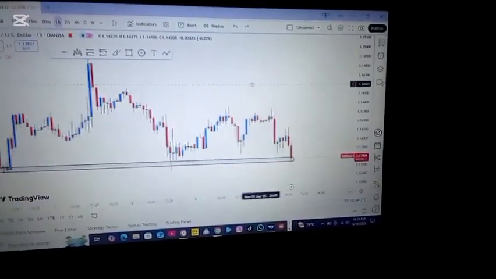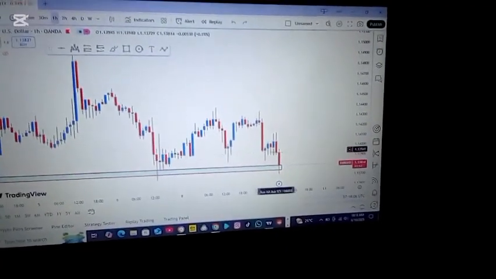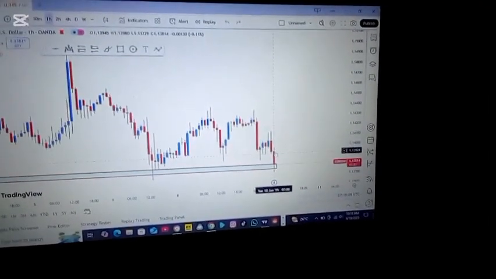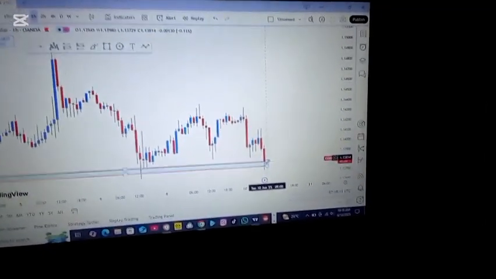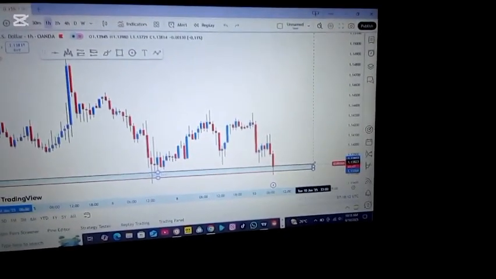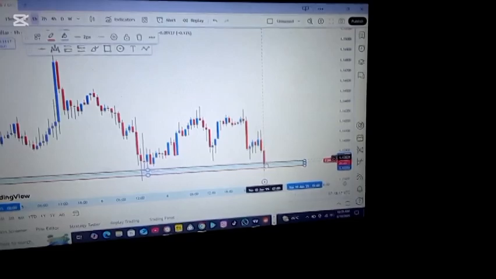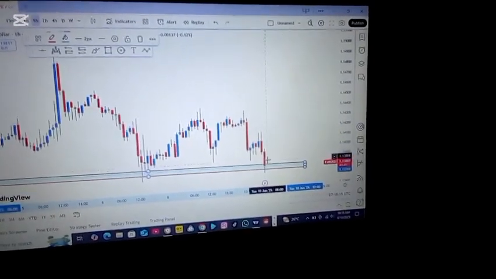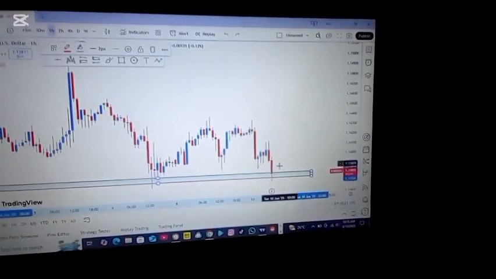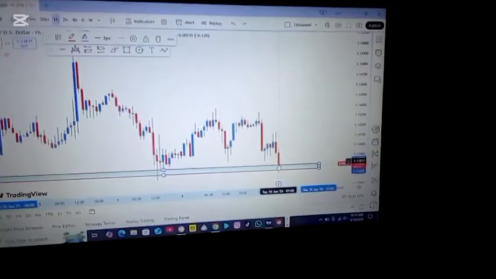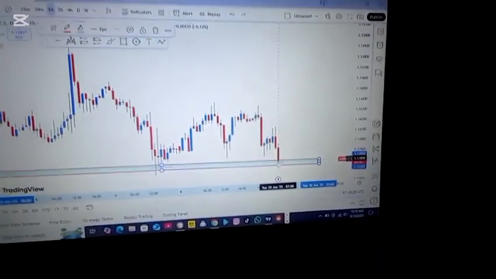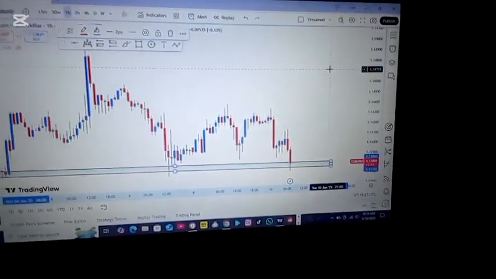And remember, you have to take buys when price comes back to a support level. You have to wait for it to retest it, then bounce off from this key level, the support level, and then you take your buys.